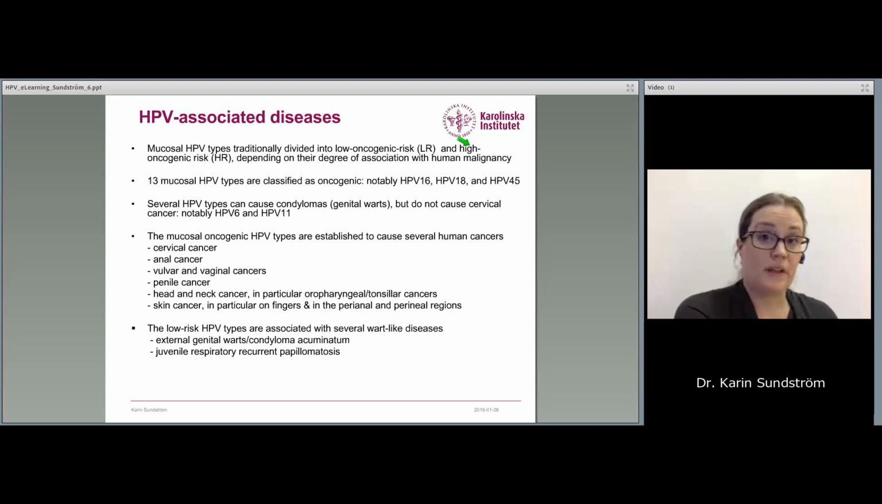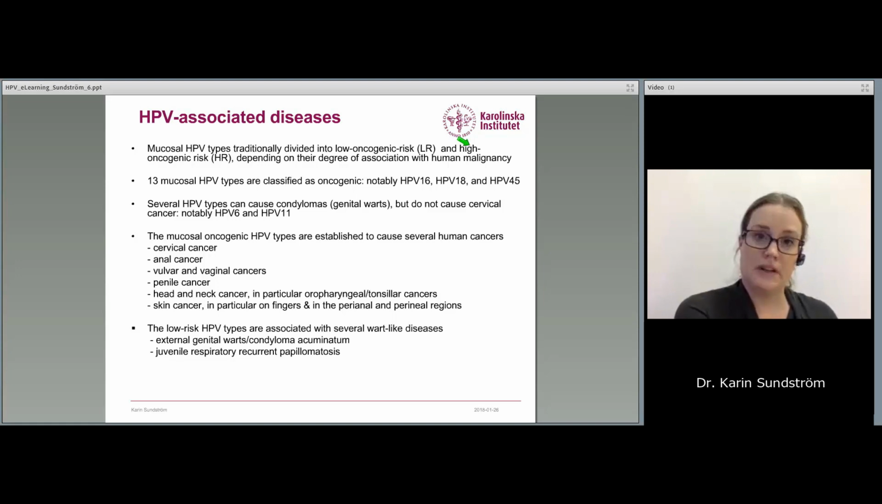Now, also note that several HPV types, whereas low risk classified, can still cause papillomas, or, well, actually they are called condylomas in the genital region, that is genital warts. But they do not cause human cancers. And these are notably HPV 6 and HPV 11, which we will return to.